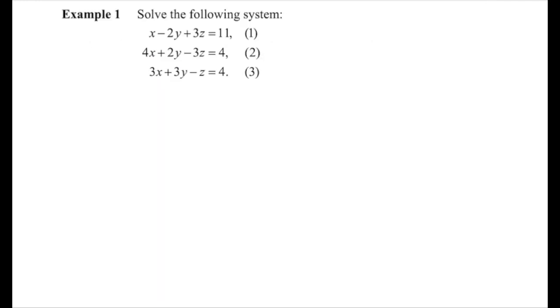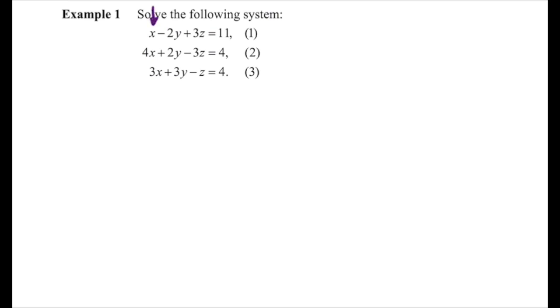Right, our first example here is x minus 2y plus 3z is 11, 4x plus 2y minus 3z is 4, and 3x plus 3y minus z is 4. We can eliminate any variable that we want. We just need 2 equations in the same 2 variables in order to progress. I'm going to tackle eliminating the x variable.